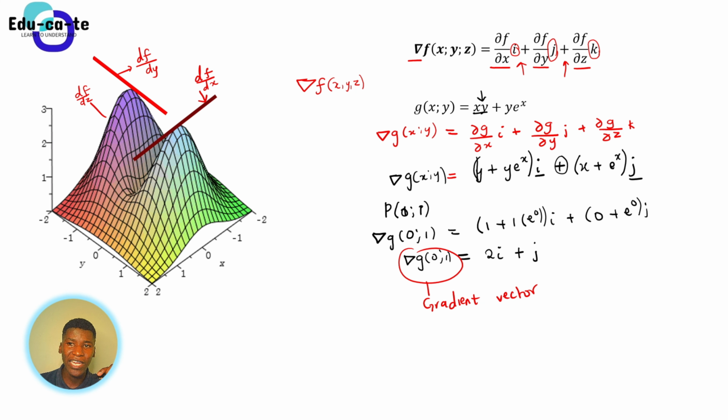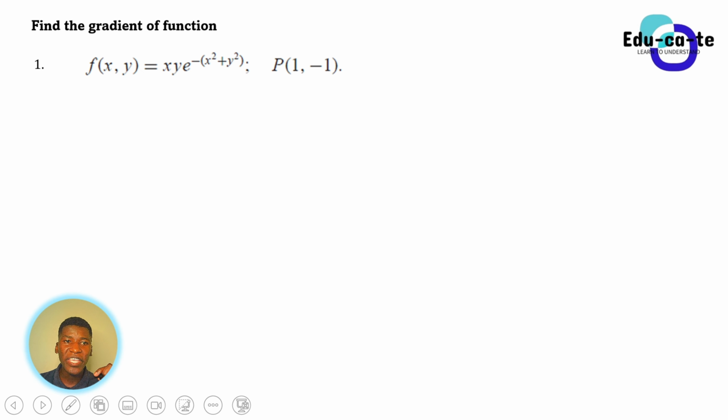You find the partial derivatives. Let us do an example. Given that f of x, y is equal to x times y times e to the power of negative x squared plus y squared, find the gradient of the function at point P, given by x is 1 and y is negative 1.